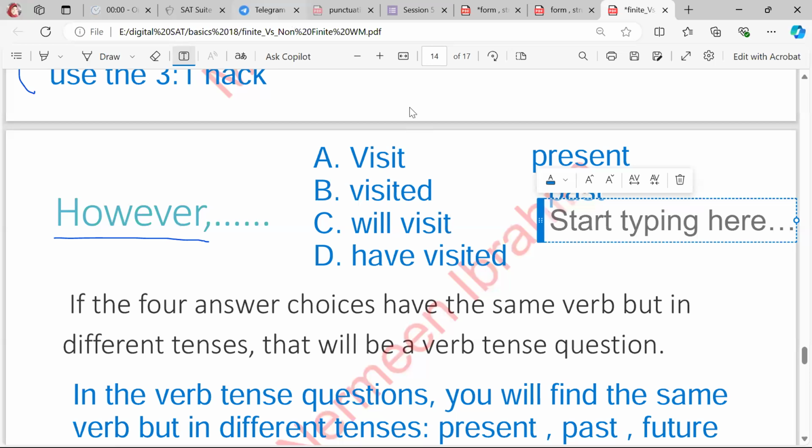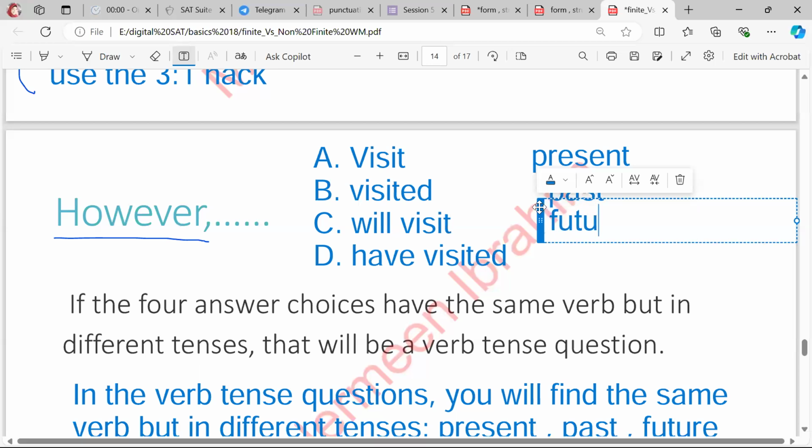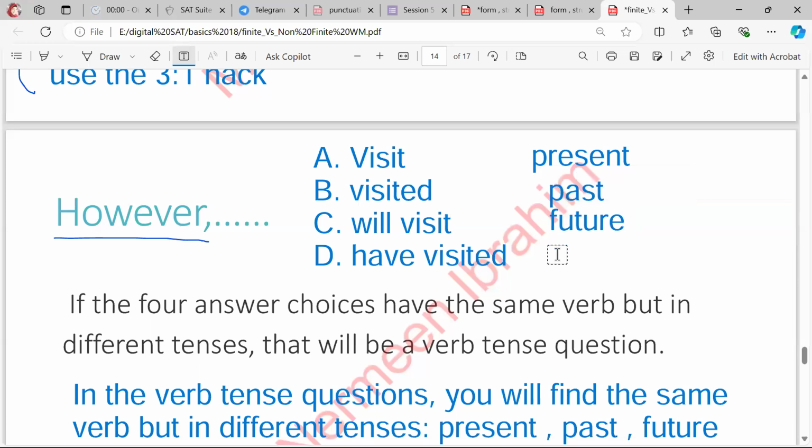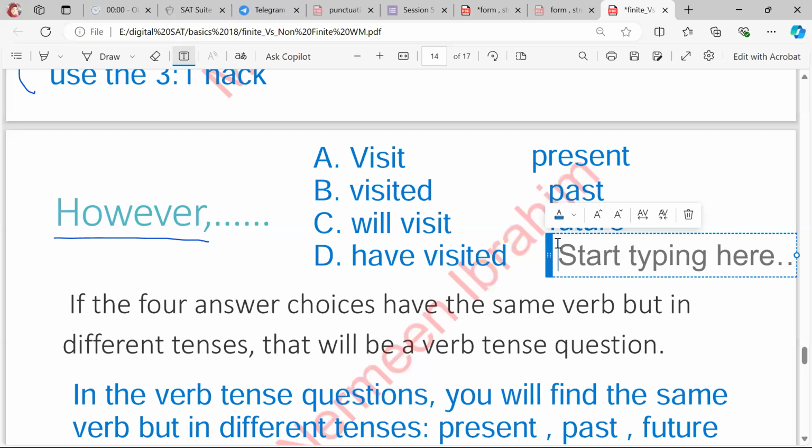Let's go for another one. Ahmed. Yes, Ahmed. Hi, dear. Will visit. Which tense do you think? It's a future tense. Amazing. Wow. So it's a finite verb? Yes. Okay, have visited. Do you have any idea about have visited?